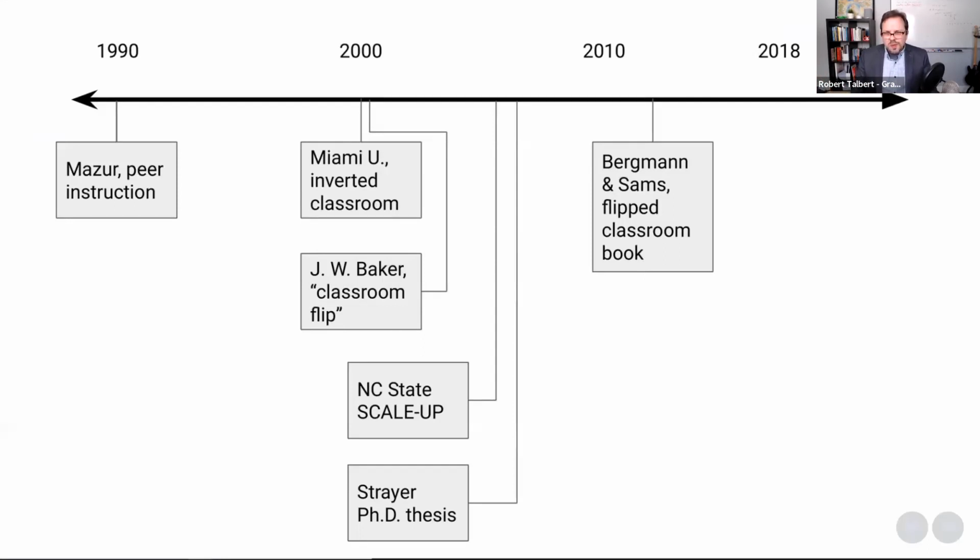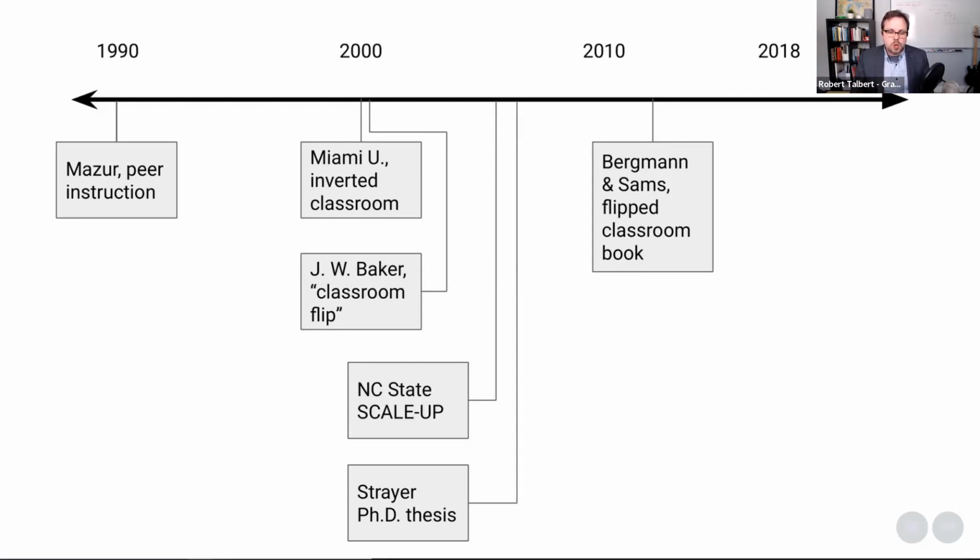Then nothing really happened with this idea until the early 2000s, and there was this burst of experimentation. Some economics professors at Miami University in Ohio invented something they called the inverted classroom. And then there was this lone computer science professor at Cedarville University, which is also in Ohio, and he was teaching a web page design class. This was 2000, so this is a brand new thing. And he was the first person to flip a class and call it a flipped classroom.